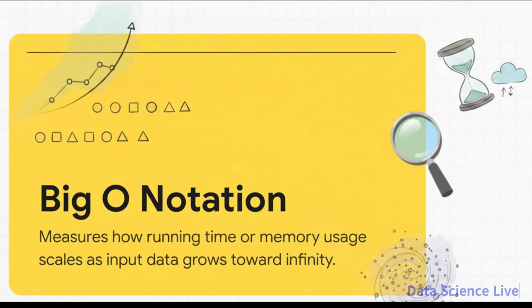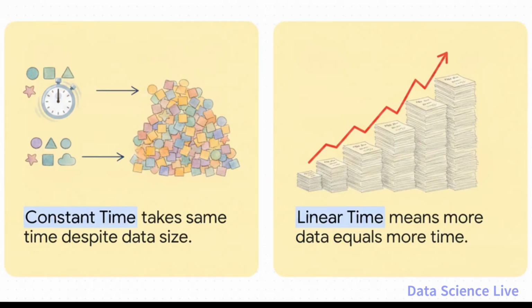For example, O of 1 represents constant time. The algorithm takes the exact same amount of time whether it is processing 5 items or 5 billion, like instantly checking a bank balance. Conversely, O of n is linear time. Having 10 times more data means it takes 10 times longer to process, similar to a line-by-line text file search.